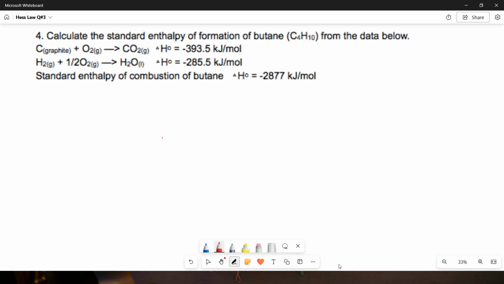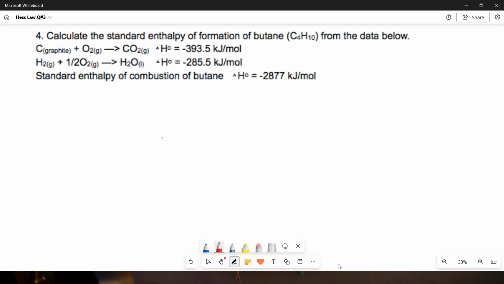In this problem it says calculate the standard enthalpy of formation of butane, which is C4H10, from the data below. The first reaction, they give us the formation of carbon dioxide and its enthalpy. The second equation, they give us the formation of water and its enthalpy. And they give the enthalpy of combustion of butane.